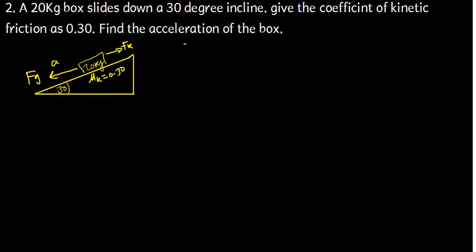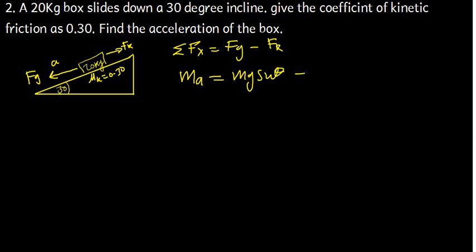So we are going to say the net force in the x will be given by the force producing an acceleration, which is Fg. And then we're going to remove a force reducing the acceleration, in this case Fk. So net force is given by mass times acceleration, and that will be equal to Fg, which is mg sine theta, minus Fk, which is mu k mg cos theta. So again, go on and substitute our values.